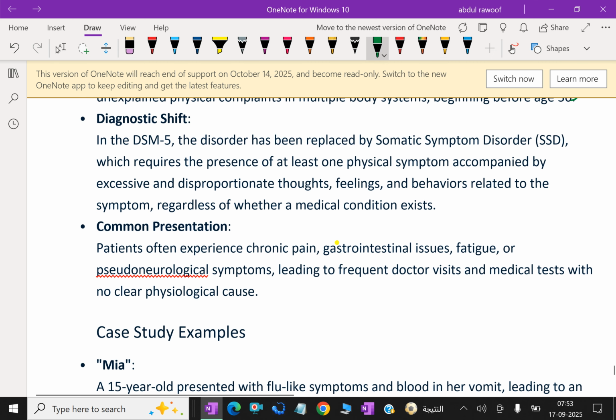Diagnostic shift. In the DSM-5, the disorder has been replaced by somatic symptom disorder (SSD), which requires the presence of at least one physical symptom accompanied by excessive and disproportionate thoughts, feelings, and behaviors related to the symptoms, regardless of whether a medical condition exists.